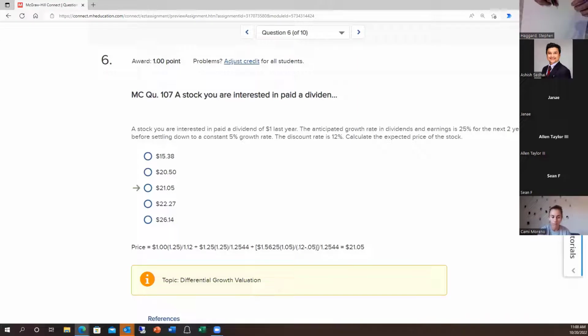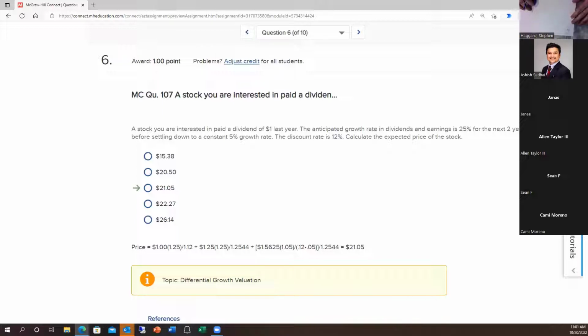So, a stock you're interested in paid a dividend of $1 last year. Can anyone tell me whether that is D0 or D1? D0. Very good. So I'm going to write some basic stuff down here, and then I'll turn it to where you can see the paper.